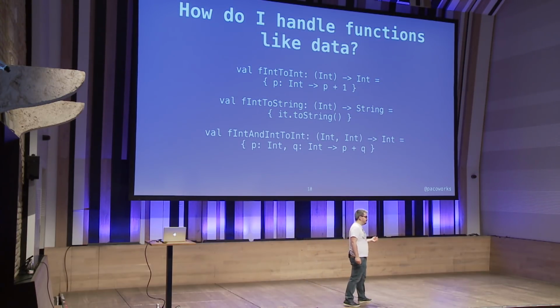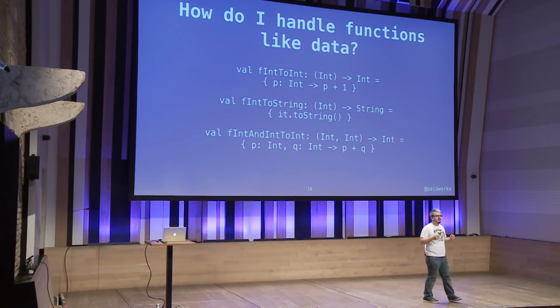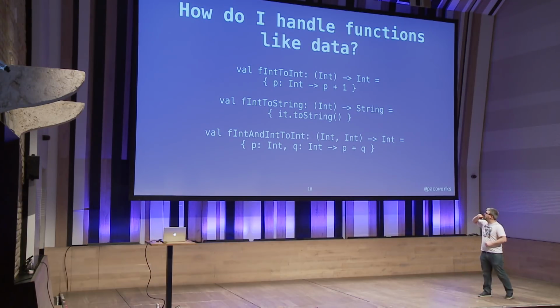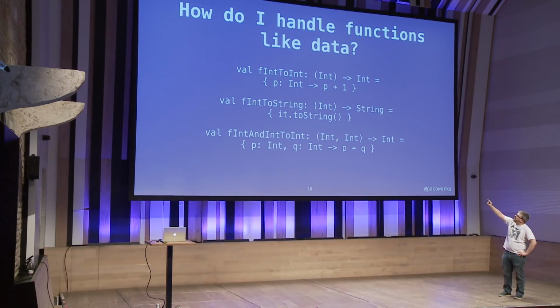Another part of the Arrow ecosystem is the library that allows us to use functions. So let's write the code for a second. We have 3 example functions. The first one is a function from Int to Int. It takes an Int, it gives you 1. The second one takes an Int, it returns a String. Int to String. The third one takes 2 Ints and returns a third Int, because it's adding them together.